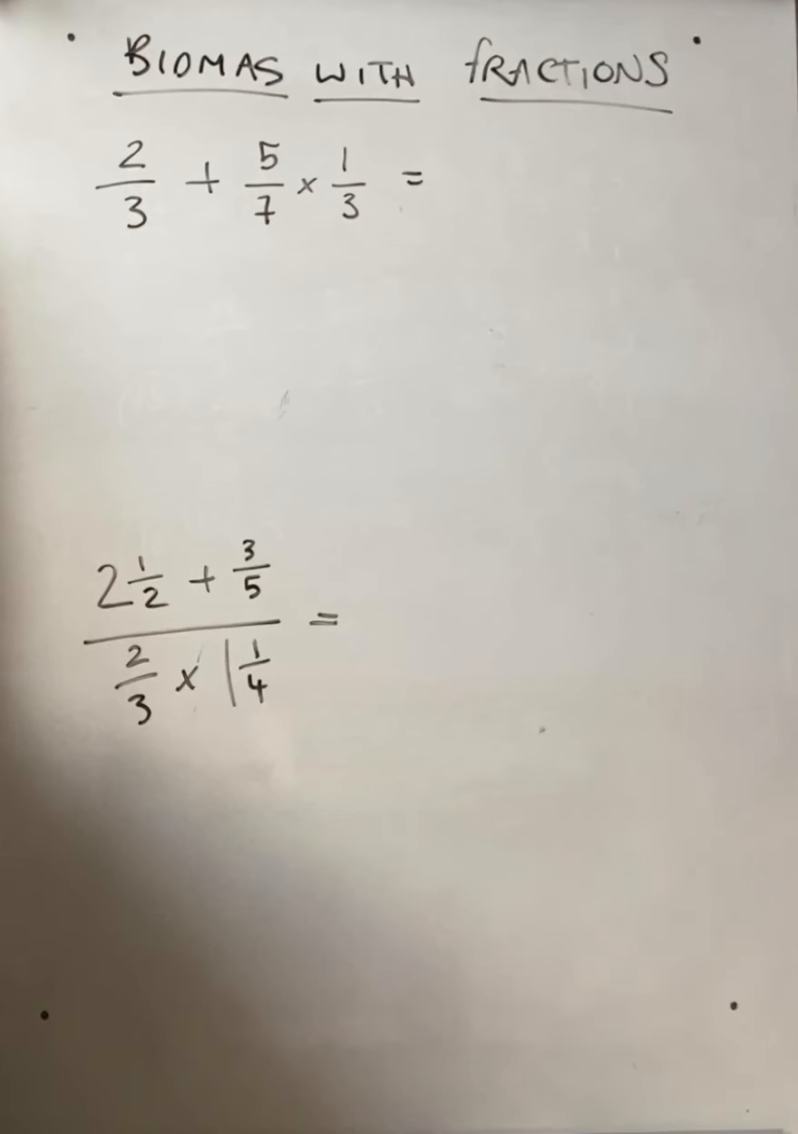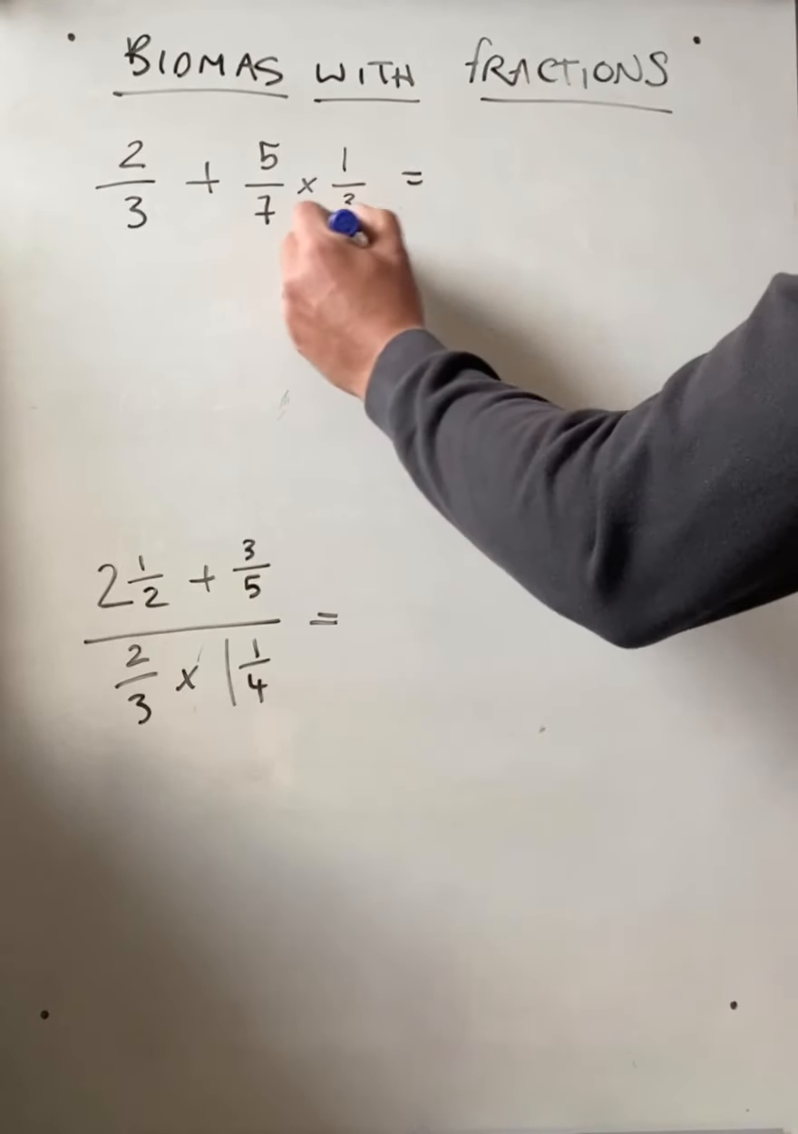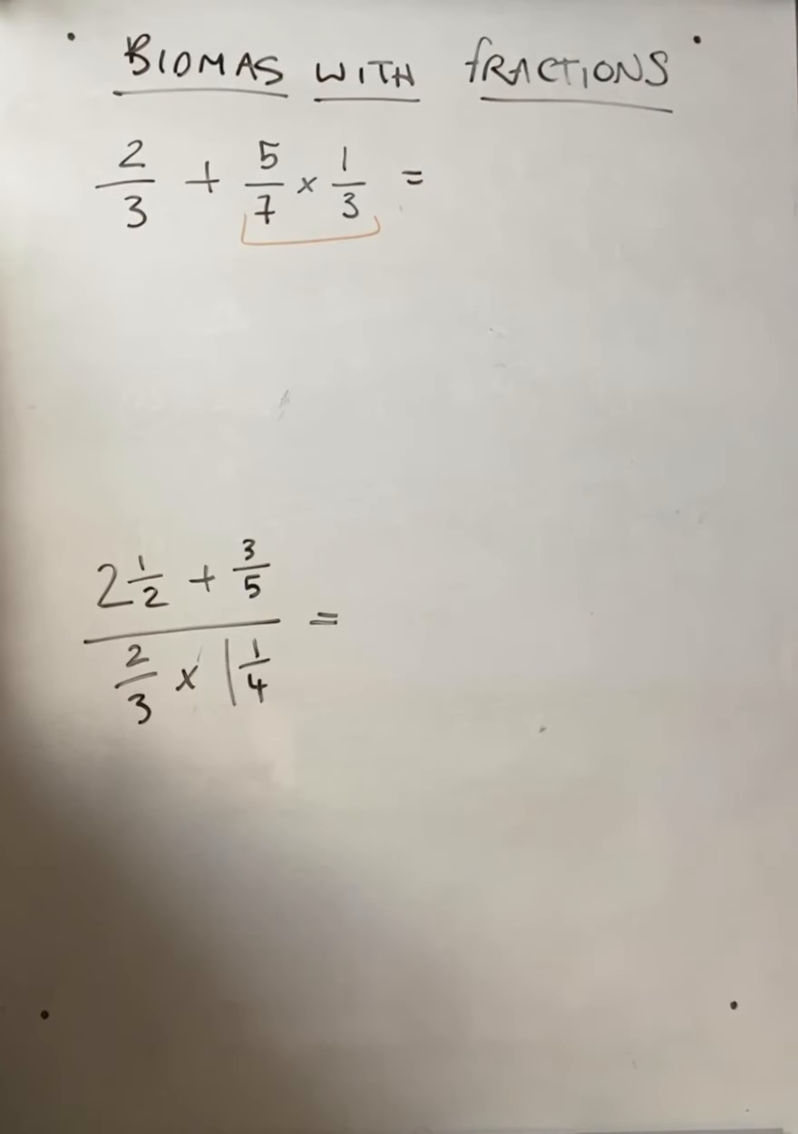BIDMAS again stands for brackets, then indices, division, multiplication, addition and subtraction. And so when we've got a calculation that has more than one of these operations, we have to follow these rules. So for the first example, we've got 2/3 plus 5/7 times 1/3. Because we've got addition and multiplication in there, the multiplication is the bit we're going to do first. So directly underneath that calculation, I'm going to write out the multiplication of that.